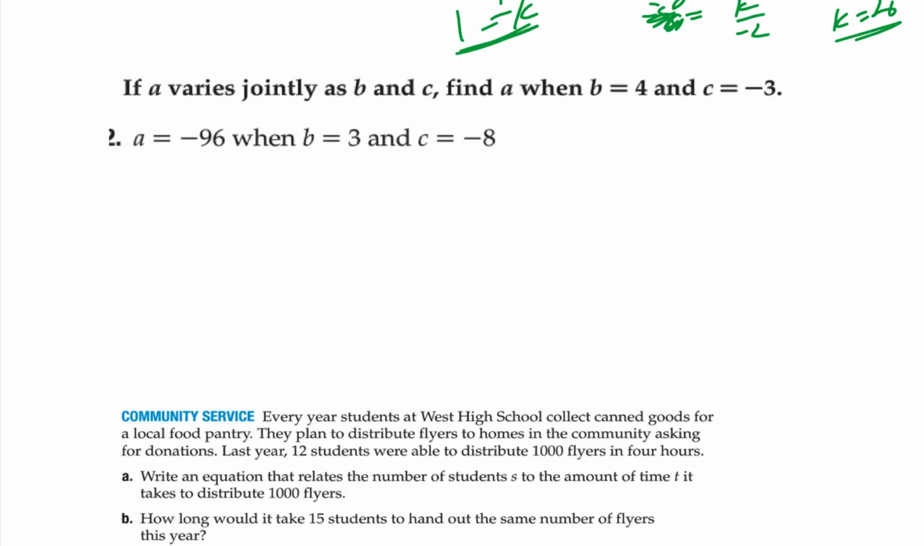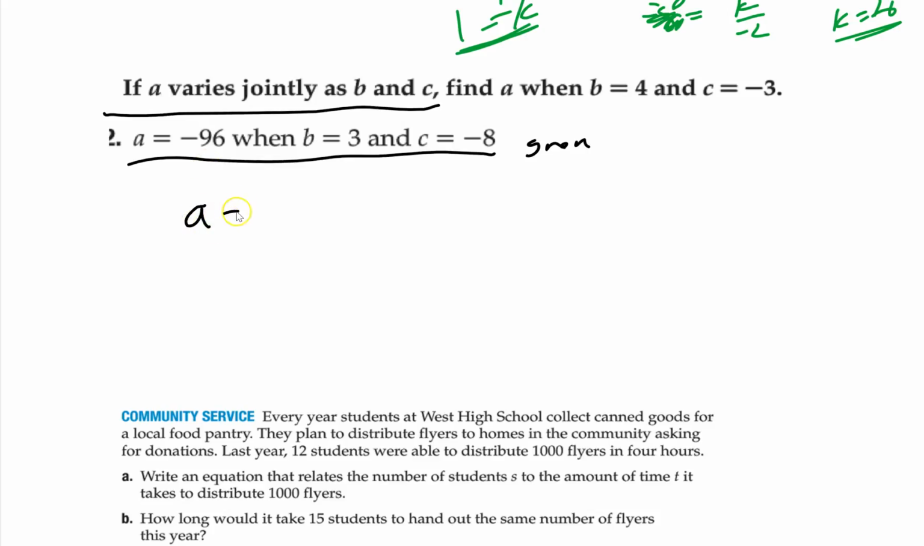Next one, if A varies jointly as B and C, find A when B equals 4 and C equals -3. So what happens here is this. They want you to use this as the given. They're saying, hey, A varies jointly as B and C. So remember what jointly means. Jointly means they're both on top. So varies equals K. Jointly, right? Only way it goes on bottom is inverse. So jointly means they're both on top, B and C. We're going to use this right here to find out what our K is.